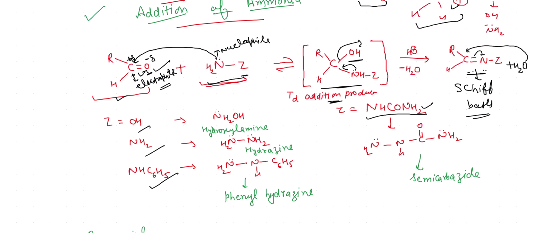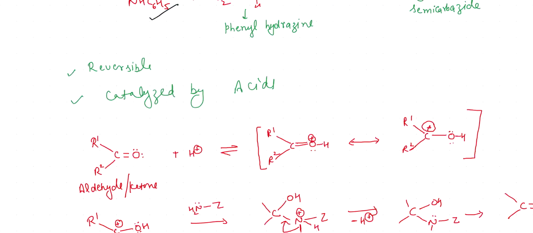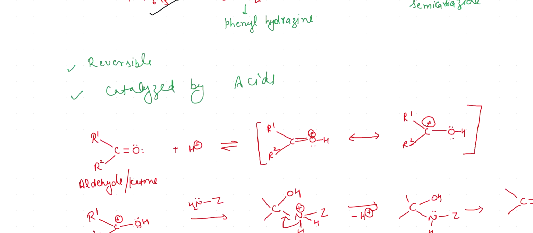So Schiff bases are very sensitive towards water. So in this reaction, you must remove the water continuously. When you carry out this reaction, you should use some apparatus separately to remove the water formed in this reaction. So what is the other peculiar property of this reaction? We will discuss it in detail with the mechanism. One thing I have already told you, it is reversible in nature.